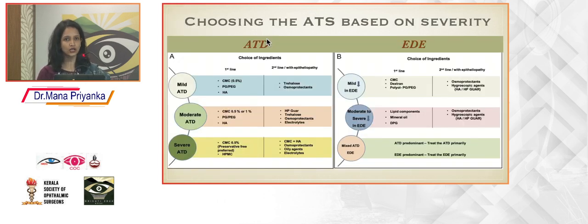So whether it is an aqueous tear deficiency or an evaporative dry eye, first diagnose the severity. For example, in aqueous deficiency, use less viscous agents in the early stages. As the severity increases, use the higher viscous agents. And if any epitheliopathy is there or we need to add on, then a biological active ingredient is added. Similarly, in evaporative dry eye, use the active agent, and as a second line when there is an epitheliopathy, you can add on the biological active ingredients which are osmoprotectants and hygroscopic agents.